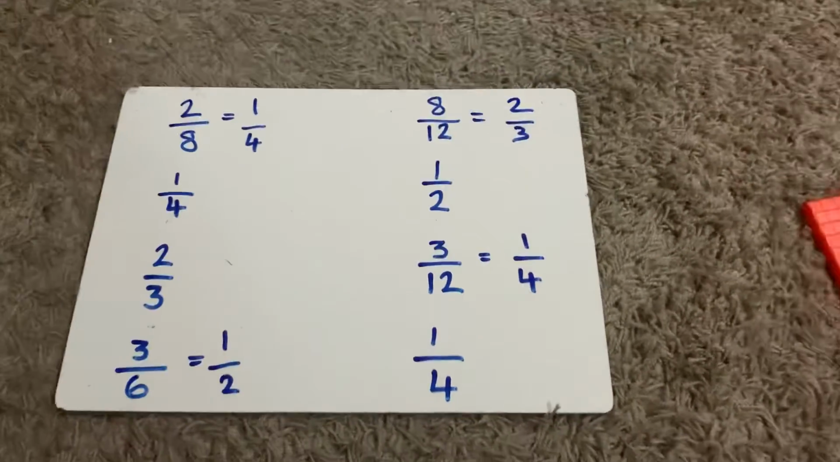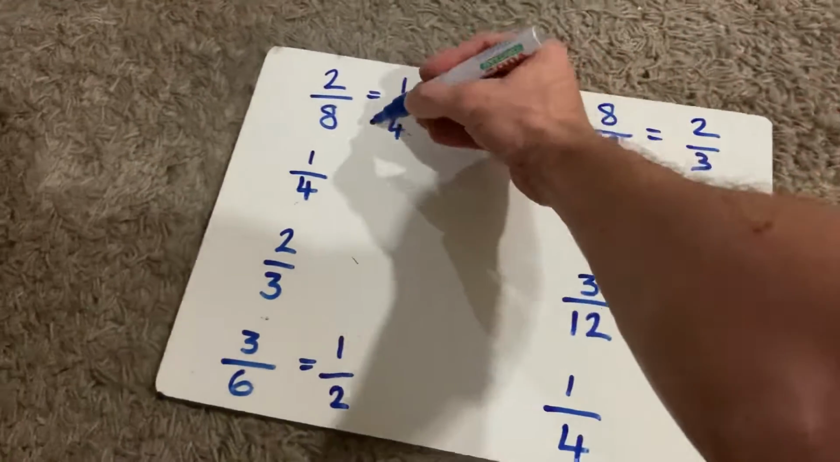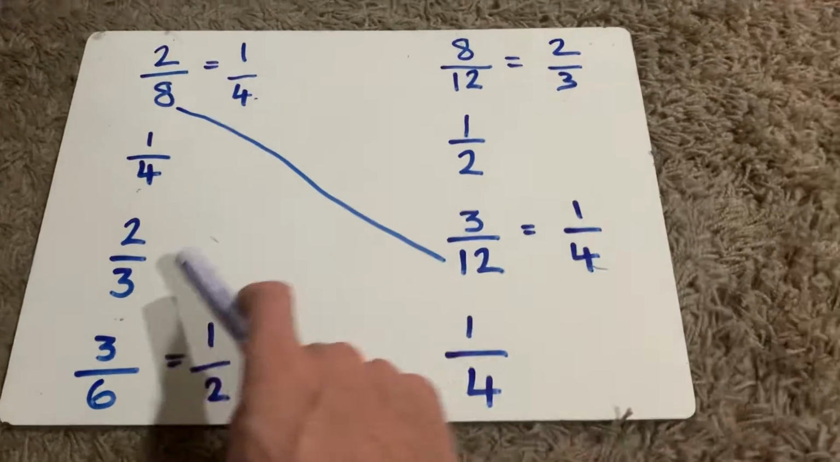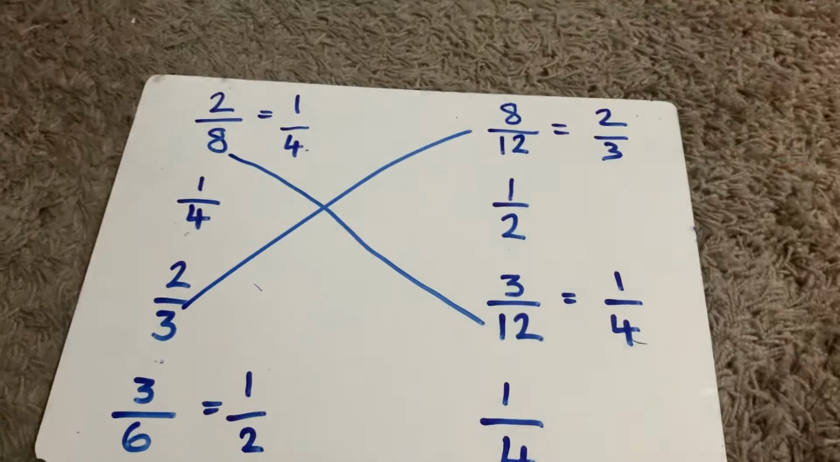So now I can make my comparisons. So let's have a look at quarter. I see there's a quarter here and a quarter here. So I can link these two fractions. They are equivalent. Let's look for 2/3. I got 2/3 here and here. So I know that these two fractions are equivalent.